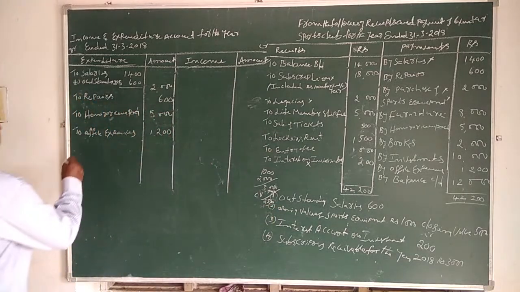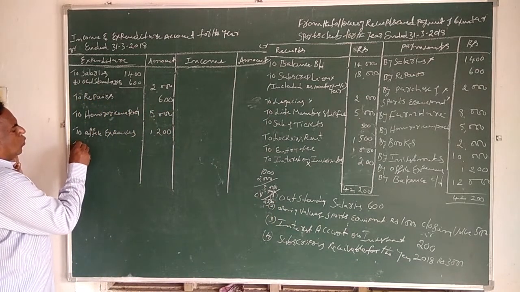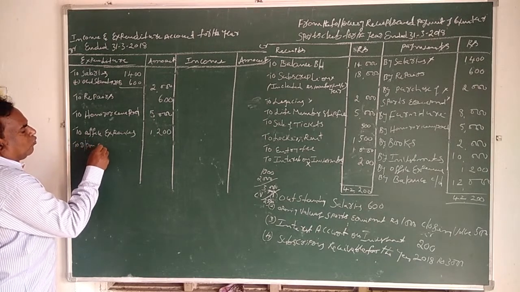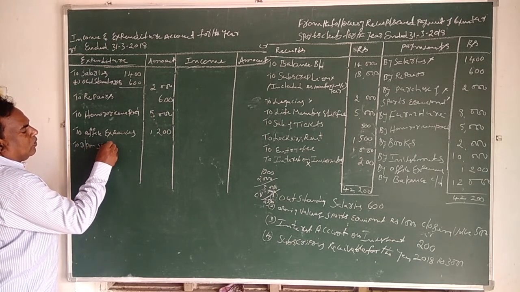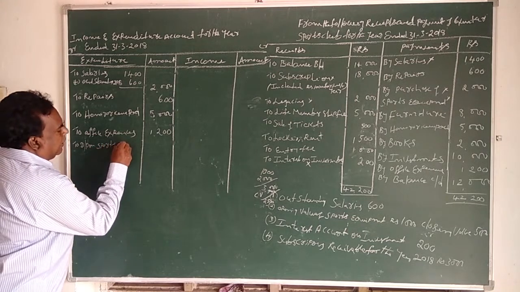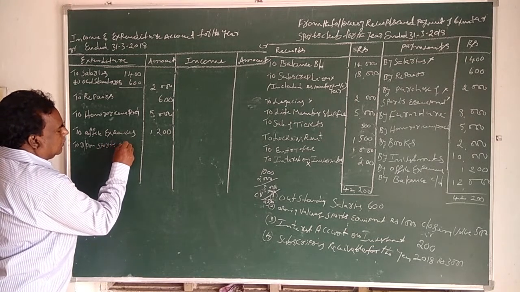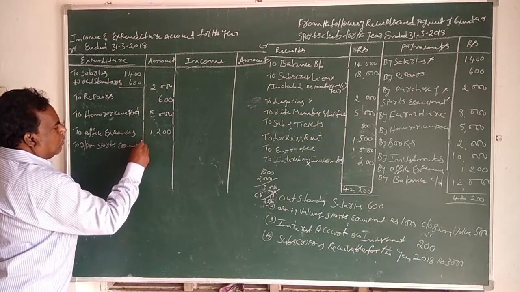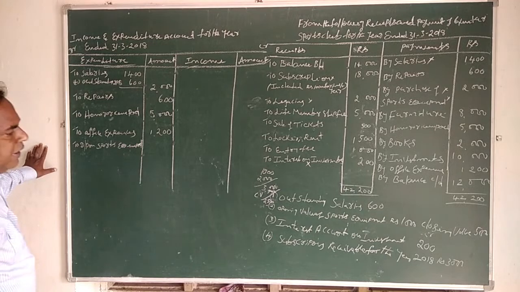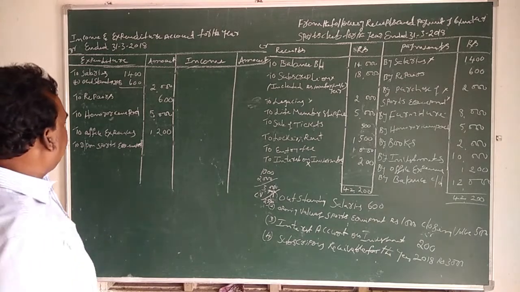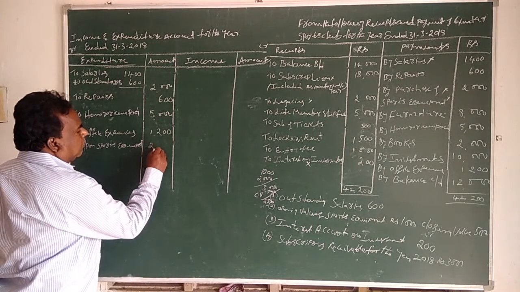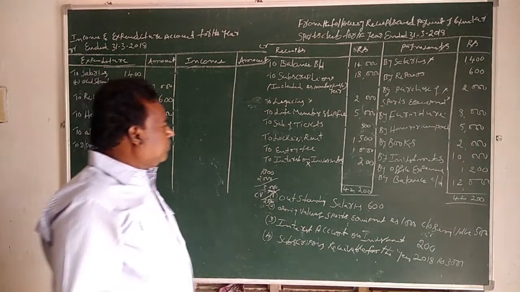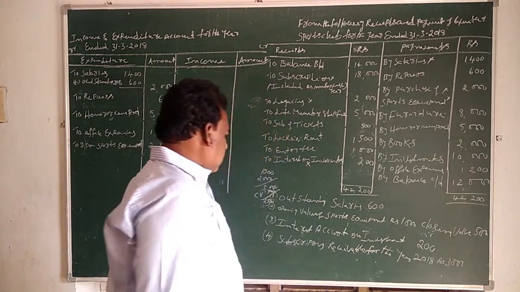So, to depreciation on sports equipment 2,500. It is only depreciation. Depreciation on sports equipment.